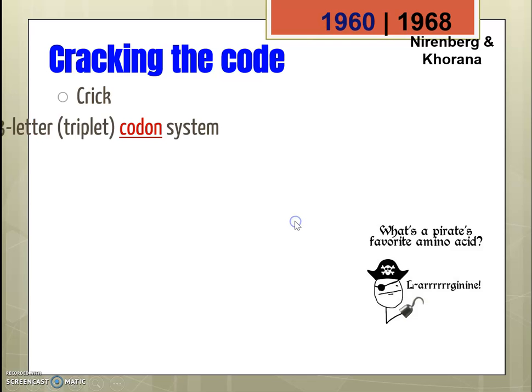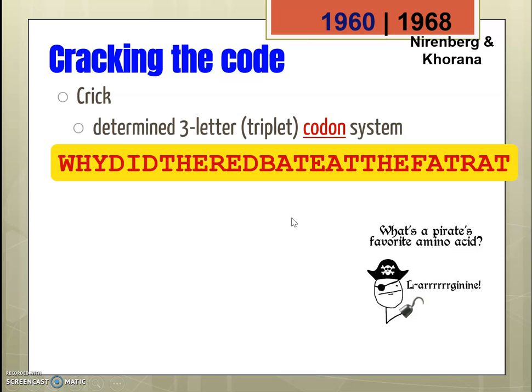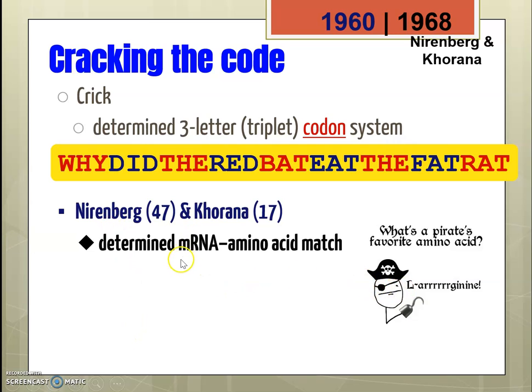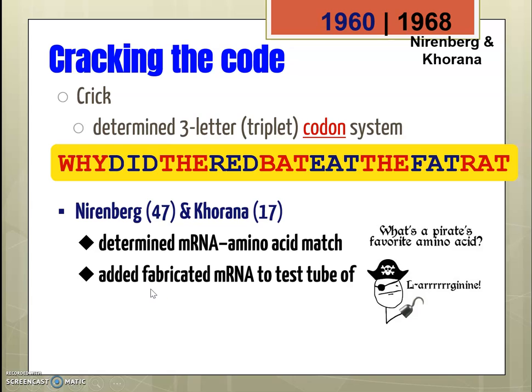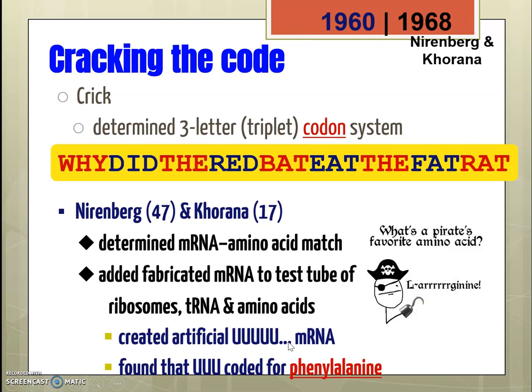So cracking the code. Okay, so Crick determined a 3-letter triplet or codon system. Okay, so why did the red bat eat the fat rat? This is a way for you to read it. So you group it in 3s for the codon system. Then you had Nirenberg and Khorana, who determined the mRNA amino acid matches. They recognized that a codon codes for a specific amino acid. So they tested for that, and they found that the triple U coded for phenylalanine, which is an amino acid.